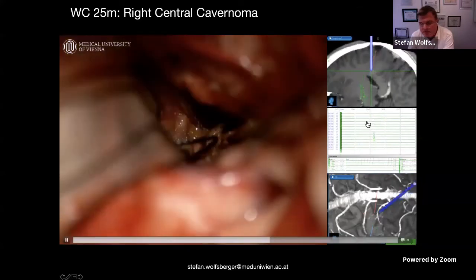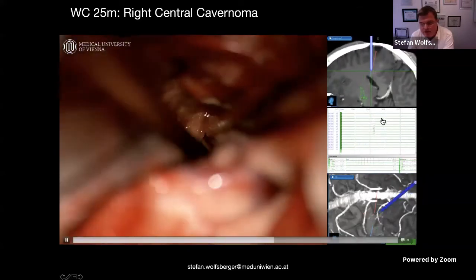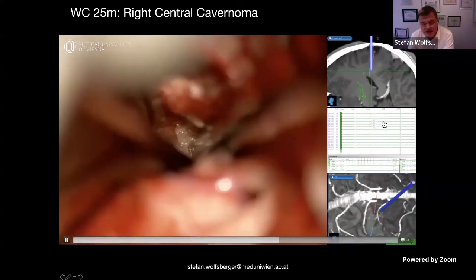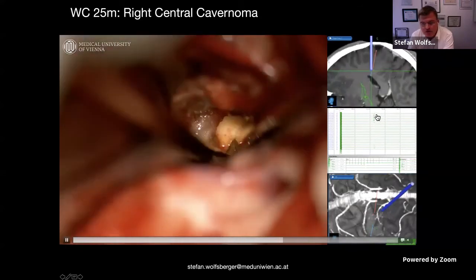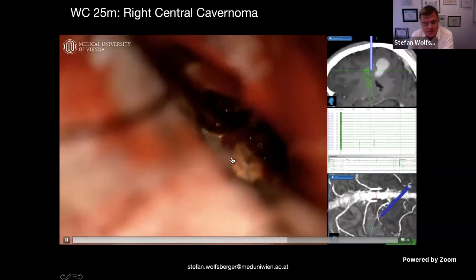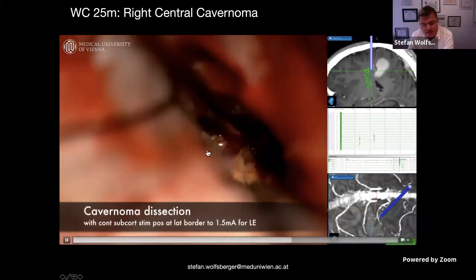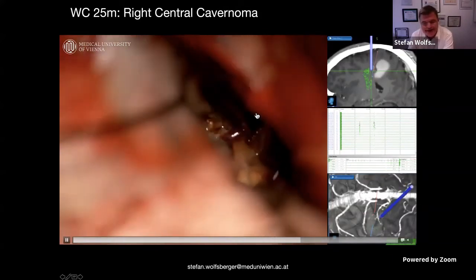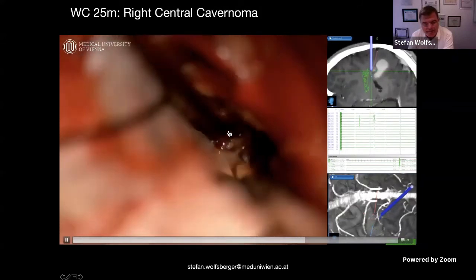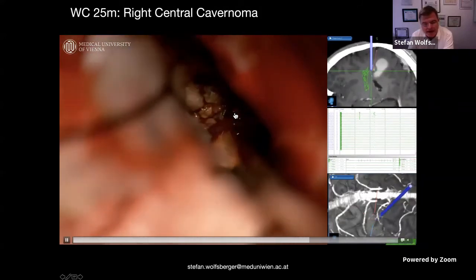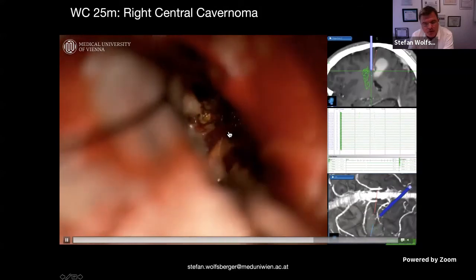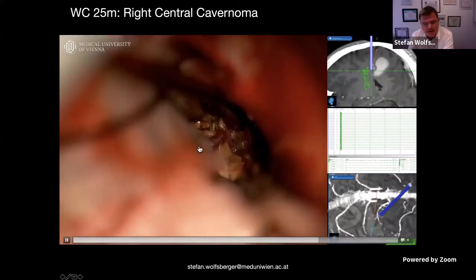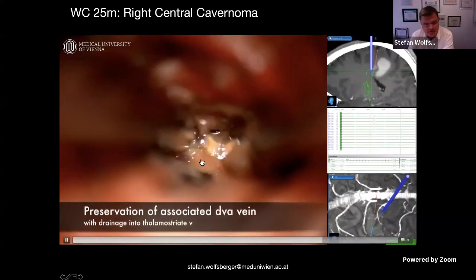Yeah, and see, we always get a continuous update on our screen from our electrophysiologist. So here's the lower extremity. Yeah, and again, being very, very reluctant because of that 1.5 milliamp stimulation, we still are able to remove the cavernoma, preserving that large vein, as you can see here.